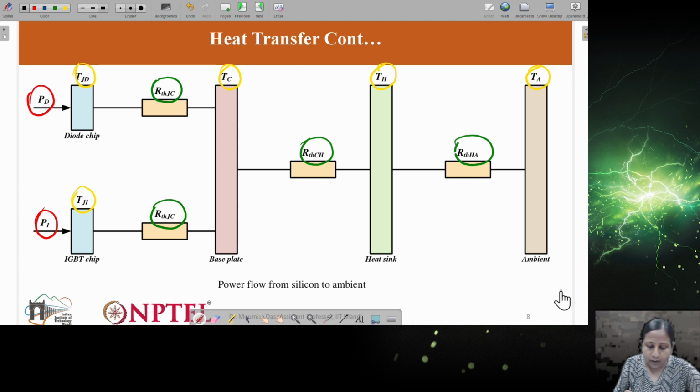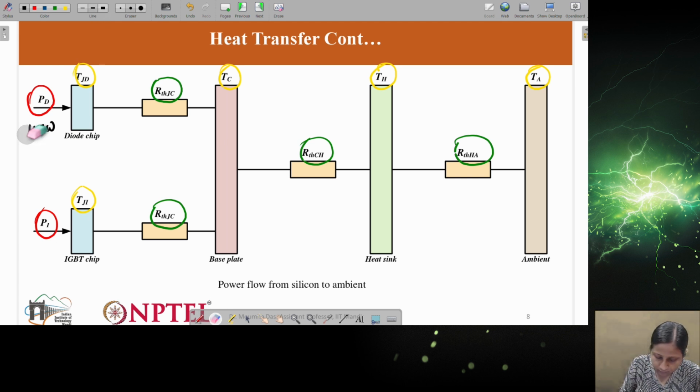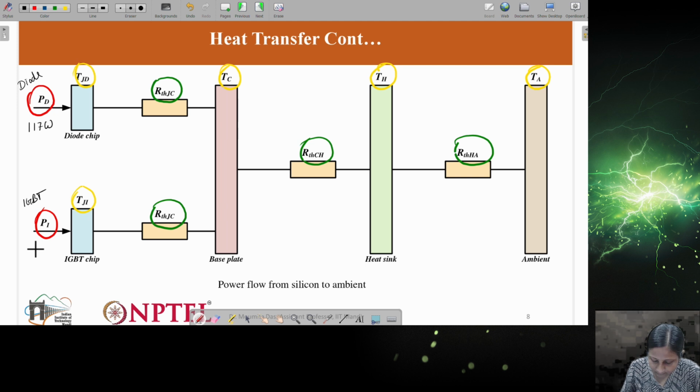Now let's consider the power loss which is happening in the diode, which is equal to 117 watt. Power loss is 117 watt, and this is in the diode. And the power loss in the IGBT is 358 watt. Now you know why these power losses are coming in diode and IGBT.